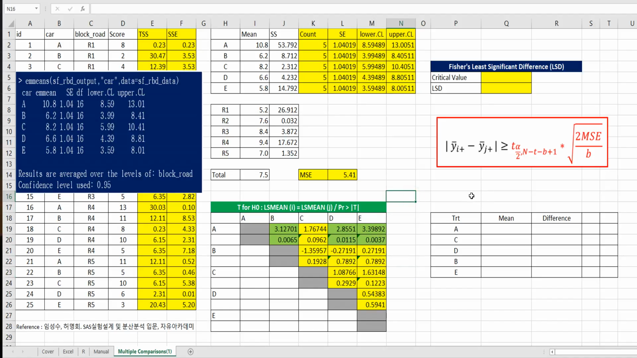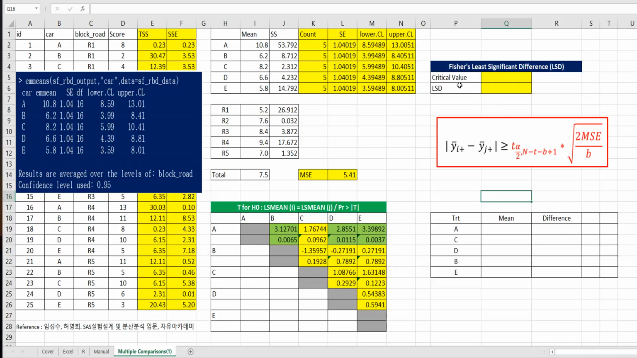Let's calculate Fisher's LSD. Again, in the previous video, when I explained single factor experiments in a completely randomized design, Fisher's LSD is to find the critical value and the least significant difference value. Then if there is any comparison which is larger than this LSD, it is a significant difference. So this is the formula.